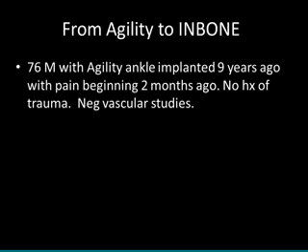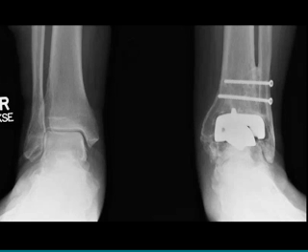But let's go back to the Agility to INBONE. This is a 76-year-old male with an Agility ankle implanted 9 years ago, and he's done well. And then beginning 2 months ago, he started having discomfort. No history of trauma, no negative vascular studies. And so this is his x-ray. And you can see that he's got a good syndesmotic fusion, 2 screws across that area.